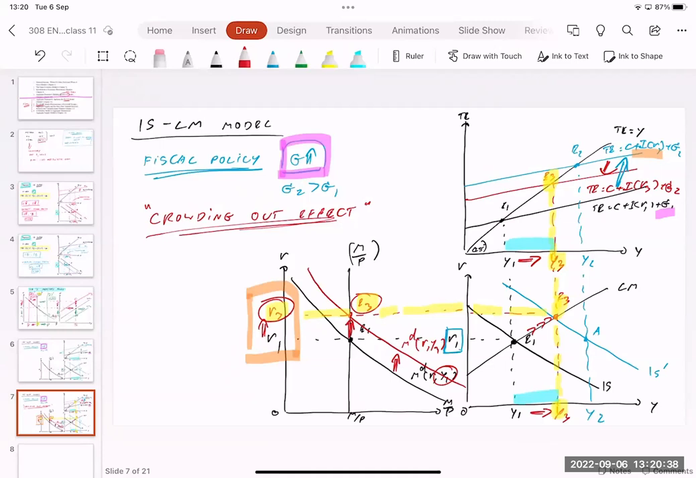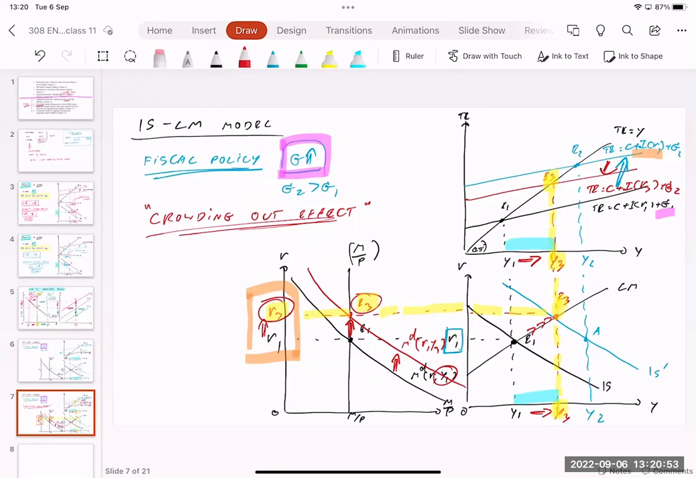Do you have any questions? I have a question in the chat. Is this the result of the crowding out effect? Yes, we call it crowding out effects. Yes, that's right, you are right. This is the crowding out effects.